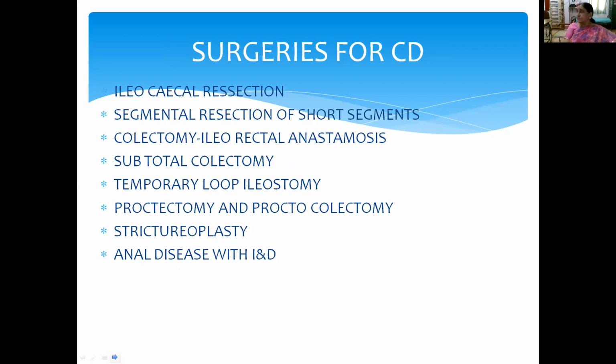So these are the proposed surgical options, we can say. Ileocecal resection is the most common one, when we remove the terminal ileum and the affected ileum along with the cecum and do ileocecal anastomosis. The next one is segmental resection of short segments, so involved areas are removed and then anastomosis is done. Colectomy and ileorectal anastomosis is done. Third one, subtotal colectomy. And sometimes, particularly to relieve obstruction, we may have to go for a temporary loop ileostomy. Proctectomy and proctocolectomy very rarely.